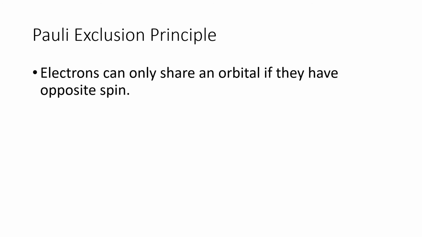So here's a freebie, no questions with it. Pauli exclusion principle: electrons can only share an orbital if they have an opposite spin. So what I drew earlier is considered an opposite spin.